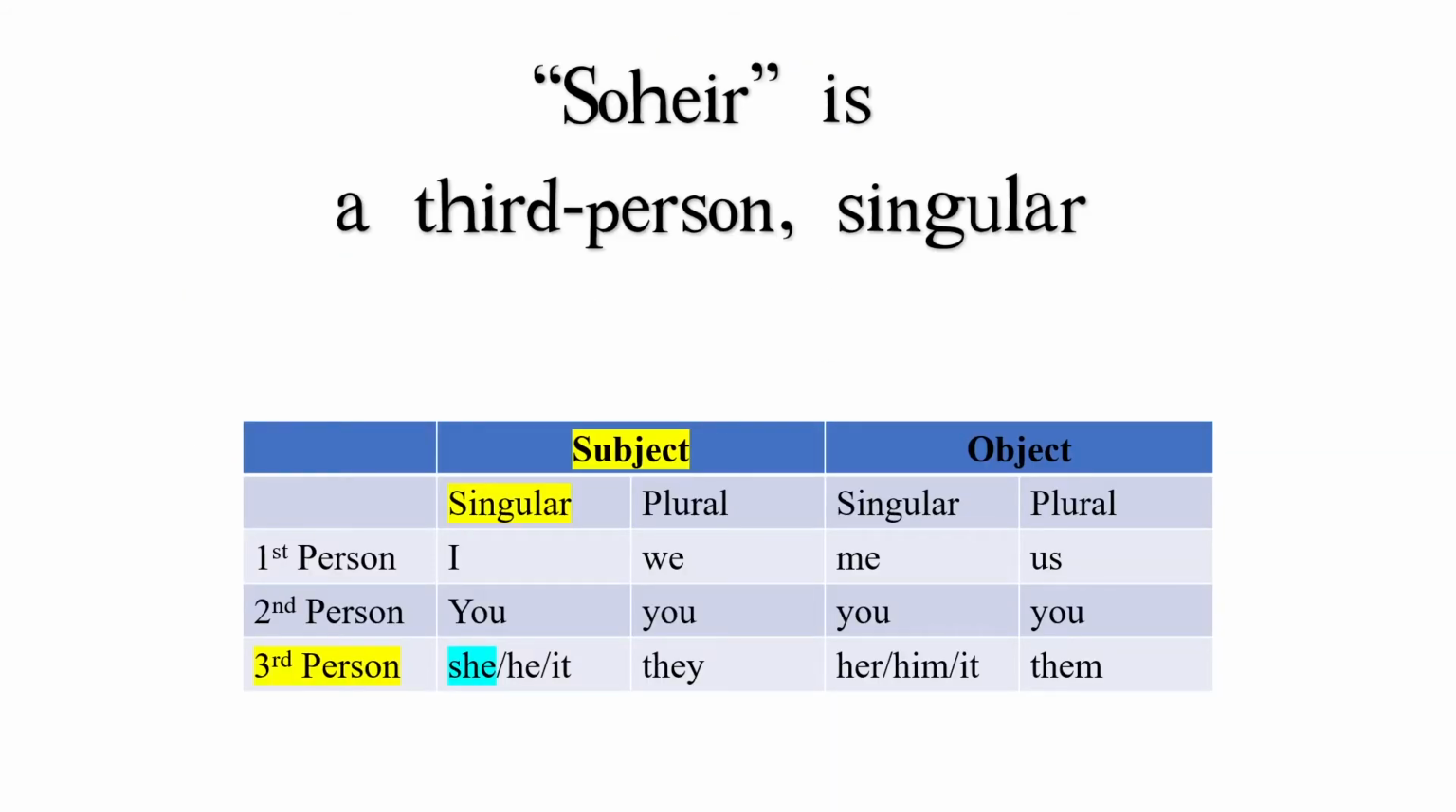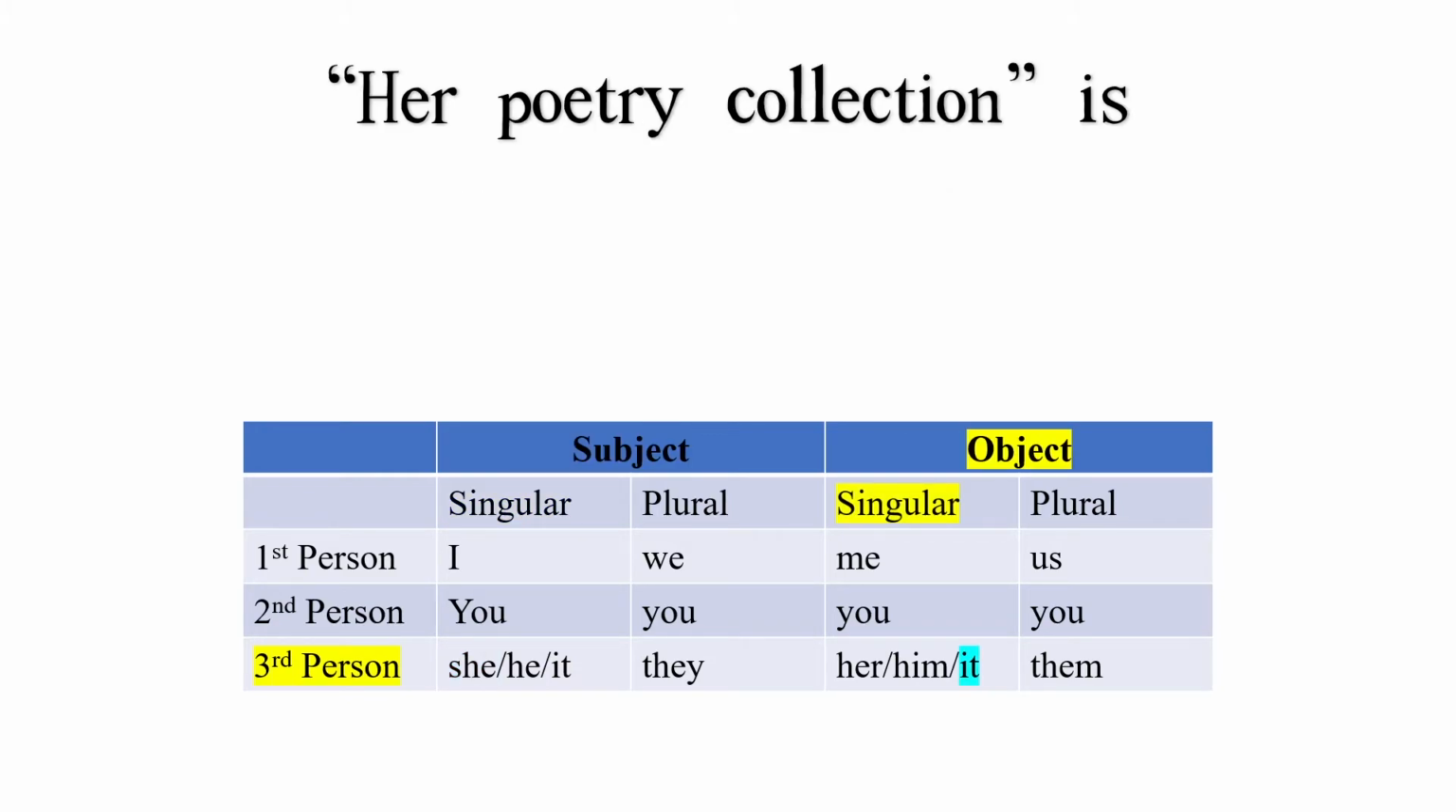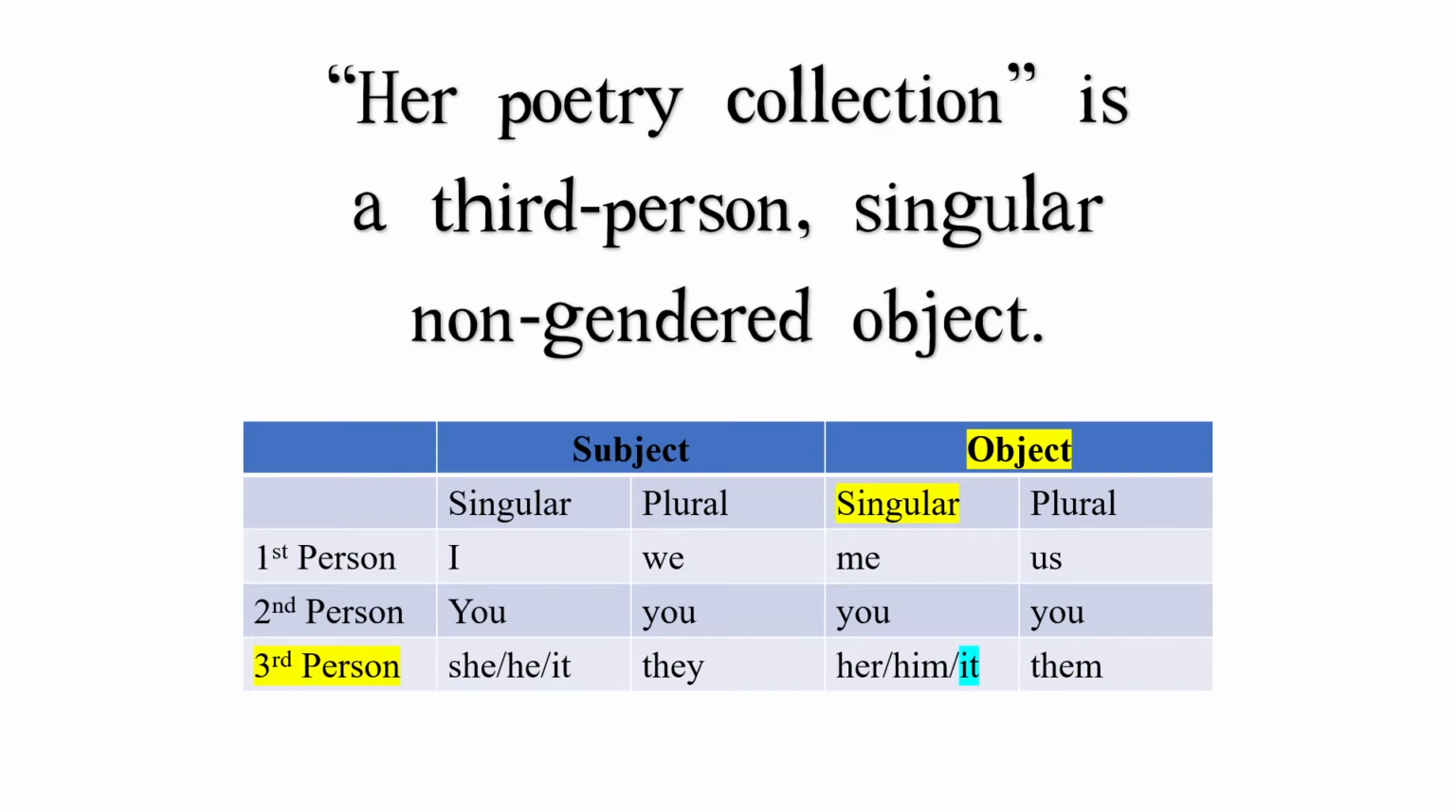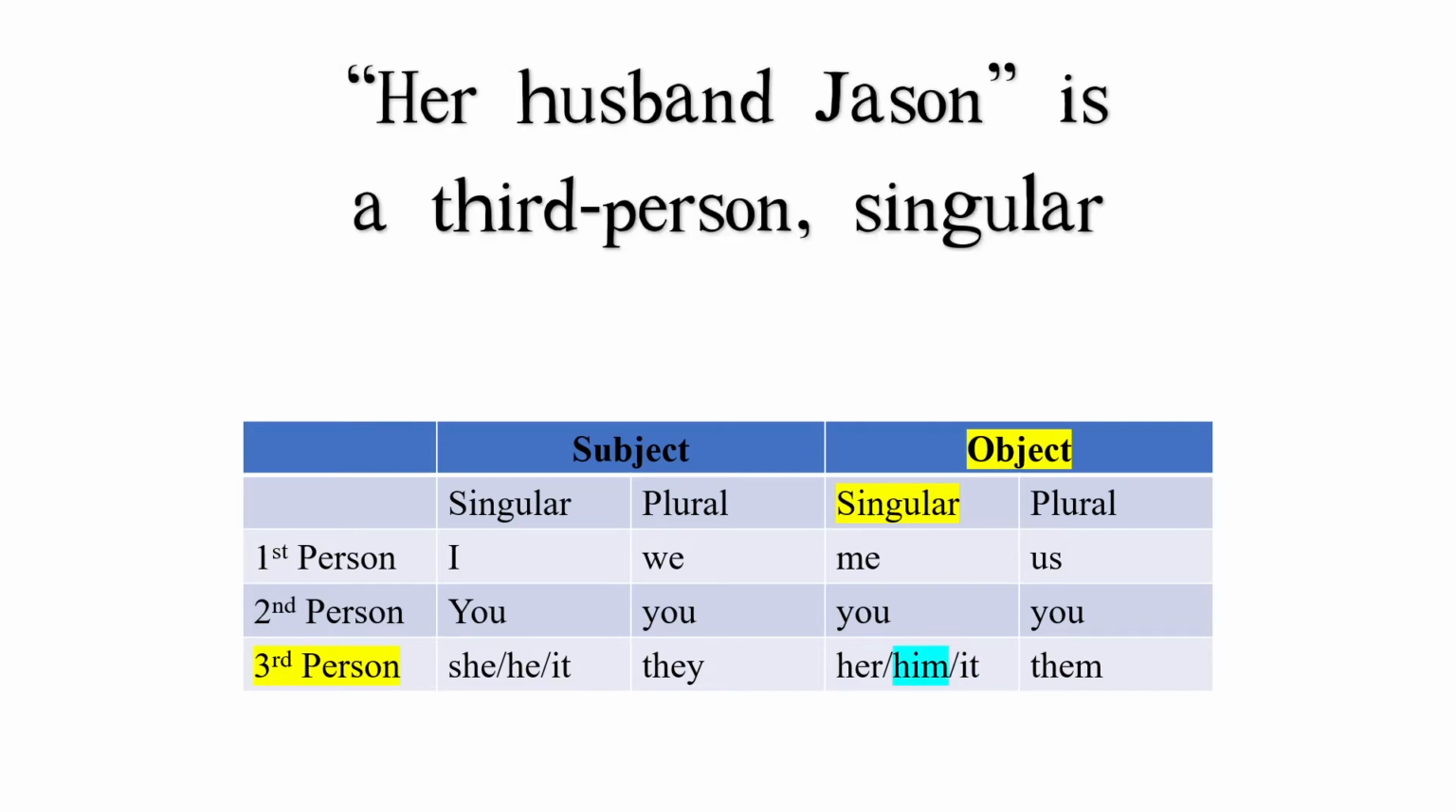Soheir is a third-person singular female subject. Her poetry collection is a third-person singular non-gendered object. Her husband Jason is a third-person singular male object.